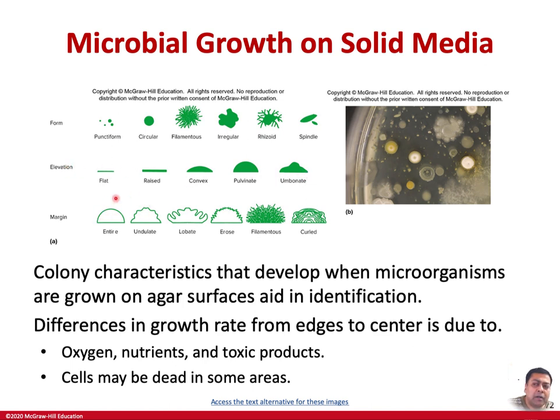On the other hand, here you can see that the margin is entire, whereas you can have an undulate, like a wavy form, lobate right here. Then you have an erose, like really jagged lines. Then you have this filamentous as well, and also curled. So there are many different types of morphology that you can actually see. When you are growing some of these microbes, you can note these colony characteristics down. And of course, there will be many different colors as well.